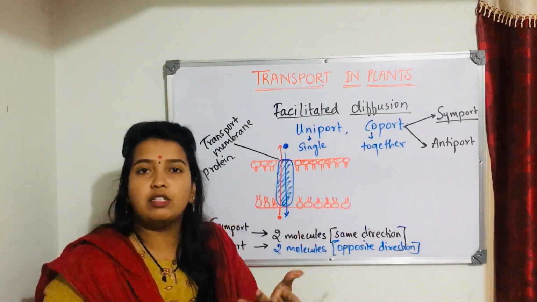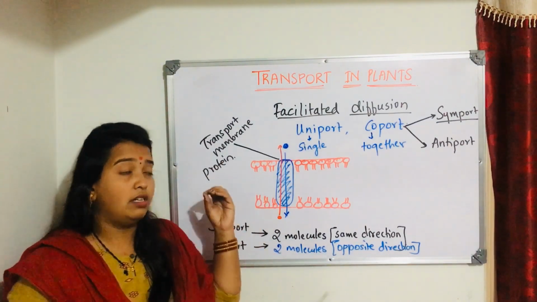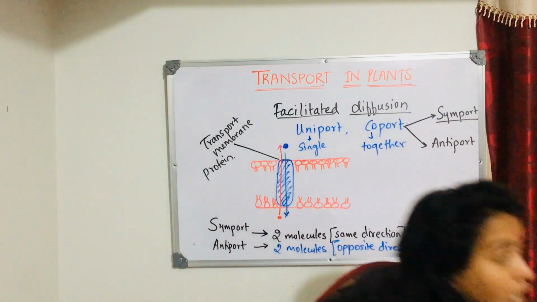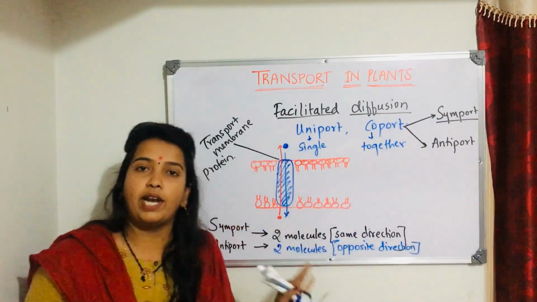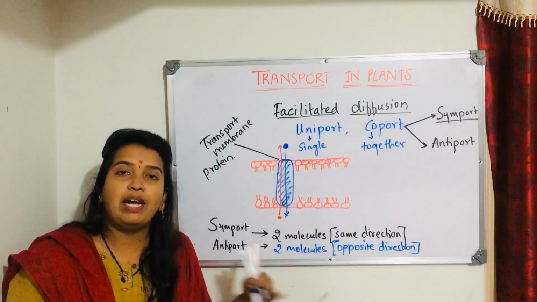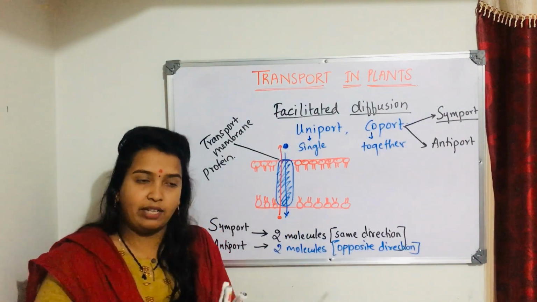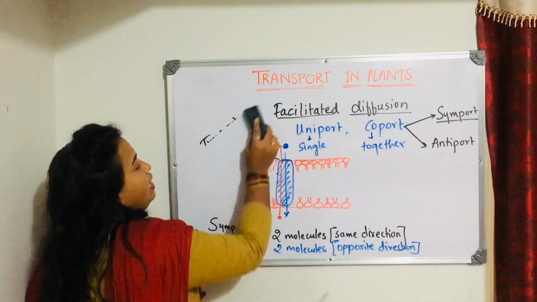And if a single molecule is moving, we call it uniport. So please remember these terminologies. It's very, very important. What is uniport? What is coport? And out of this, coport has types called symport and antiport. And symport and antiport have been classified based on the direction in which molecules are moving, same direction or opposite direction, right? So these are the simple terminologies related to this.